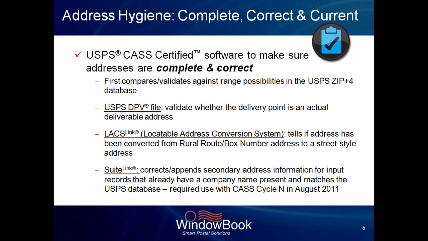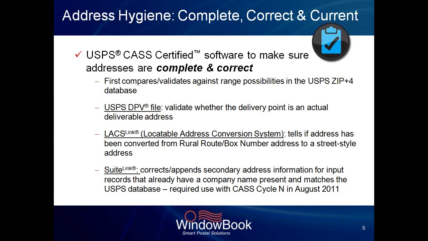In the first step, you're going to compare your address records against a number of range possibilities in the Postal Service ZIP+4 database. So for instance, your input record may be 123 Main Street, and that ZIP+4 database is going to say, hey, I have valid addresses in the range of 100 through 200 Main Street. So it's going to pass that level of verification.